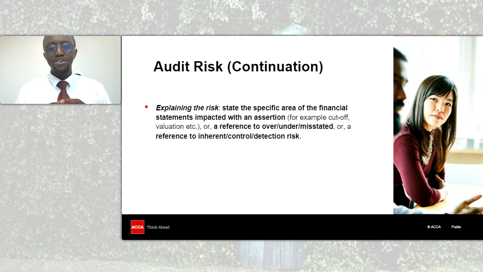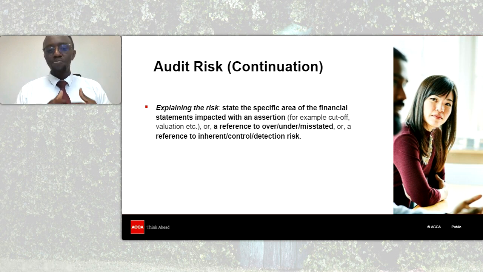So I love risk because it's easy to explain. I know for a fact that when I want to explain the risk, there are only three ways I can choose from. The first way is either you state the specific area of the financial statements impacted with an assertion. So for instance, I say an overvaluation of receivables. I could say cutoff, revenue cutoff. I can explain that way.